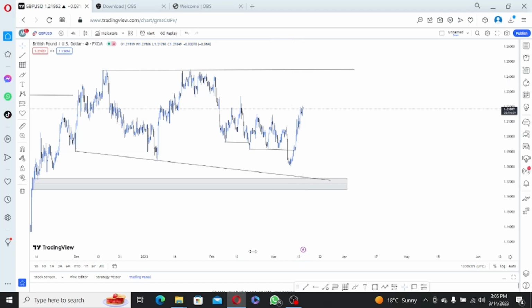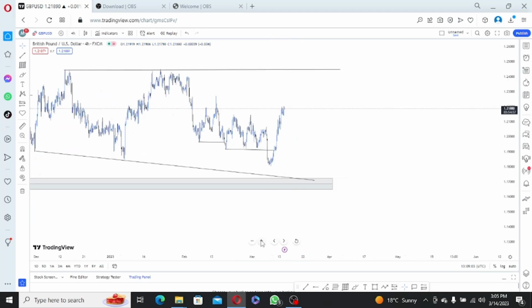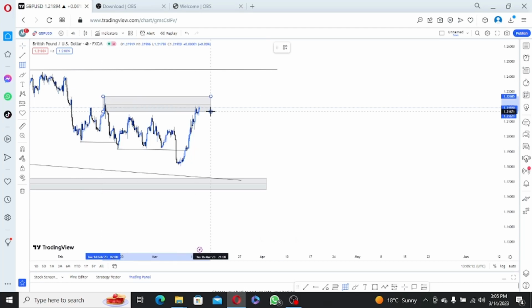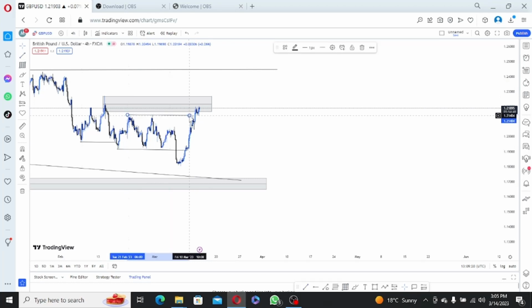We have this H4 order block. Let me try to zoom in a bit so that you guys can see. So the order block is big. There's the bad part about this. The order block is very huge, so it means our stop loss is very big as well. And then one of the reasons why we took this trade is because of this area that we have in here. This was our liquidity area.